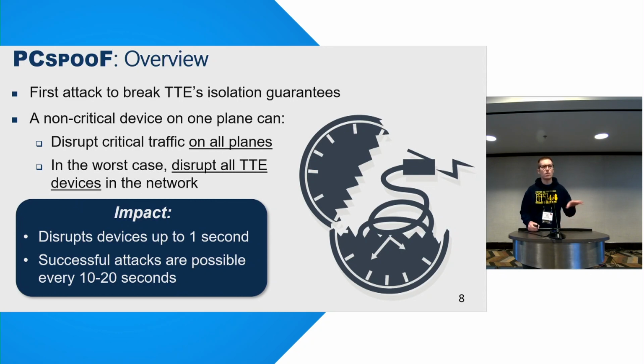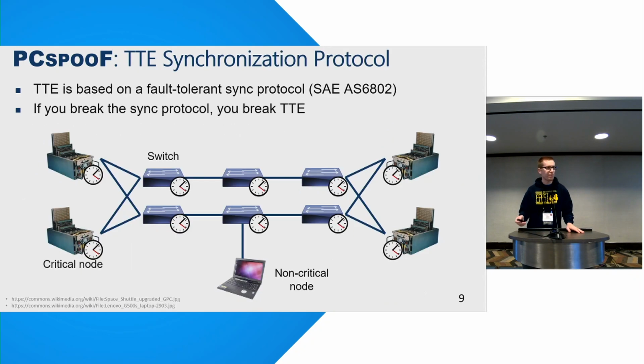And this also isn't just a once-in-a-blue-moon thing. An attacker can perform this attack back-to-back on the order of every 10 to 15 seconds successfully in order to create as much mayhem as possible. And later in this talk, I'll show you that this sort of repeated disruption can cause even really sophisticated safety or mission-critical systems to fail.